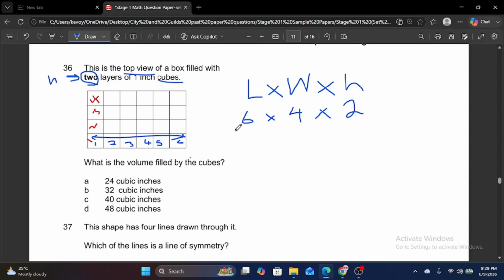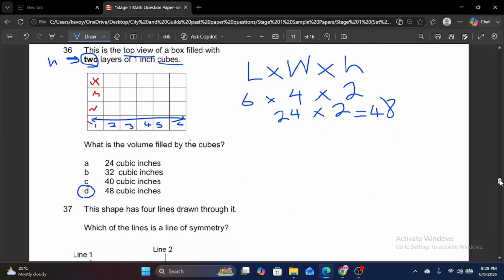All right, so all we have to do is multiply everything. So 6 times 4, that's going to be 24 times 2. 24 times 2 is equal to 48. So 48 cubic inches. So this is your answer for 36.